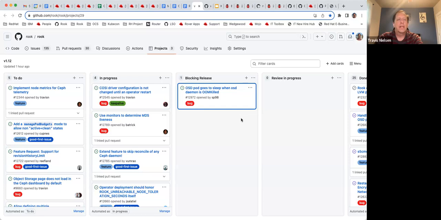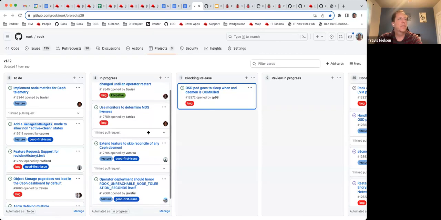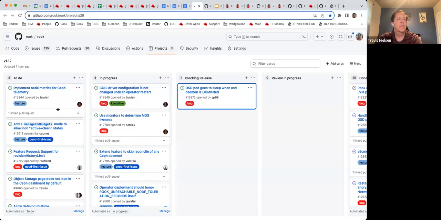And if we don't find a fix in the next couple of days, Santosh and I have discussed that we'll go ahead and revert the change to the OSD flapping issue so that we can get the release out and unblock that. Otherwise, we have a few things in progress as usual. I don't know that there's anything we need to discuss here specifically, just the normal small features and bug fixes that we're working on.